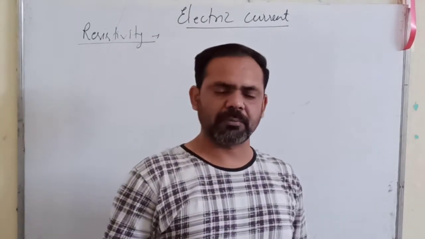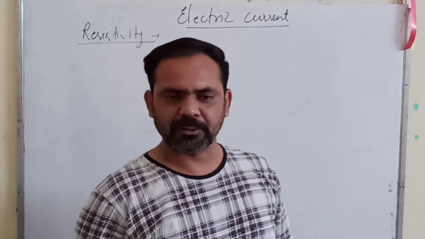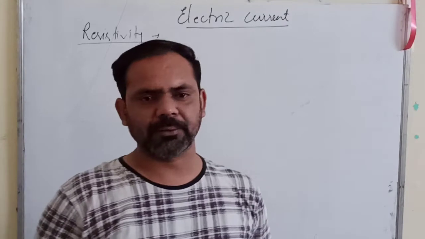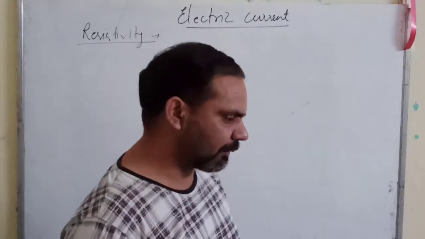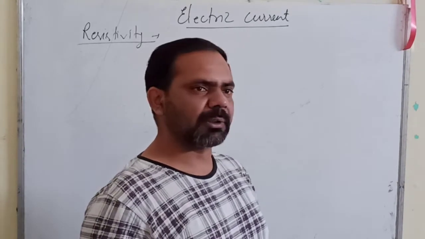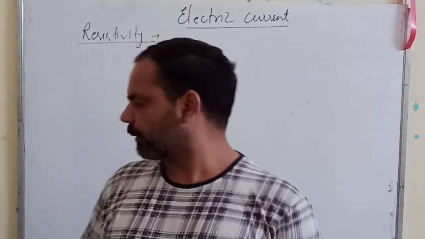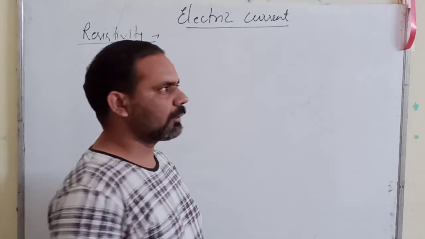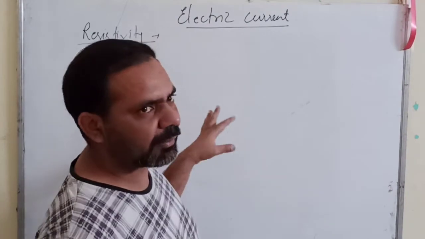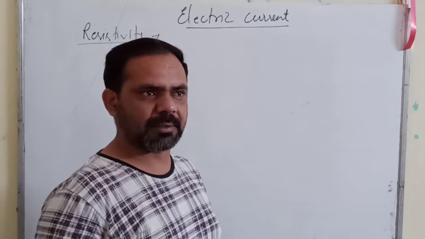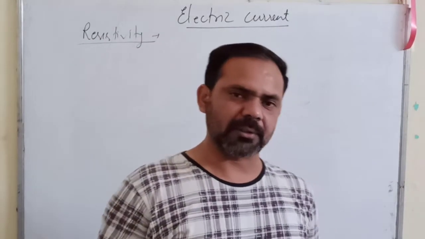In my previous video, I discussed the basic terms related to electric current, like what is electric current, Ohm's law, and the different basic terms related to the flow of electric current. We also discussed conductivity, conductance, resistivity, resistance, and the color coding of carbon resistors.